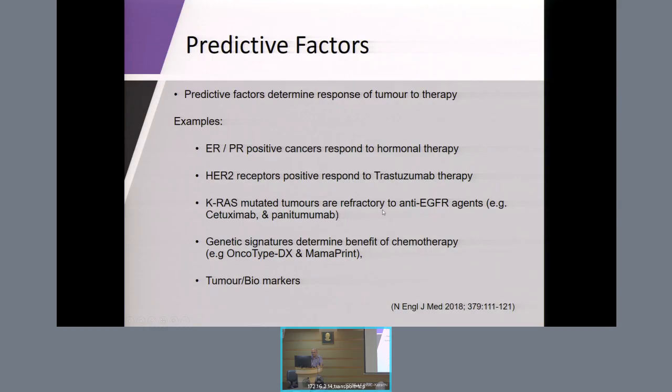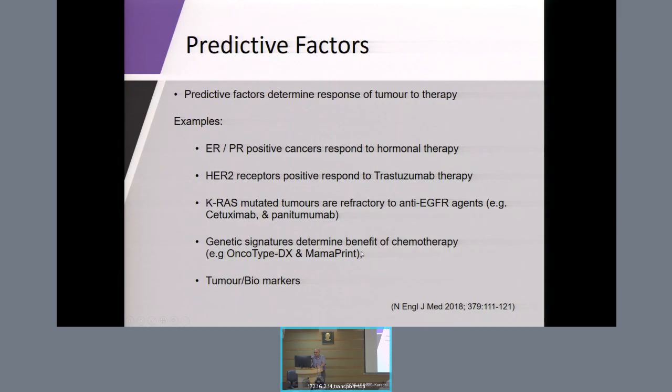KRAS tumors are relevant to anti-EGFR agents. Now, in lung cancer or in head and neck cancer, if the KRAS gene is mutated, then there is no point of giving cetuximab or this pembrolizumab.